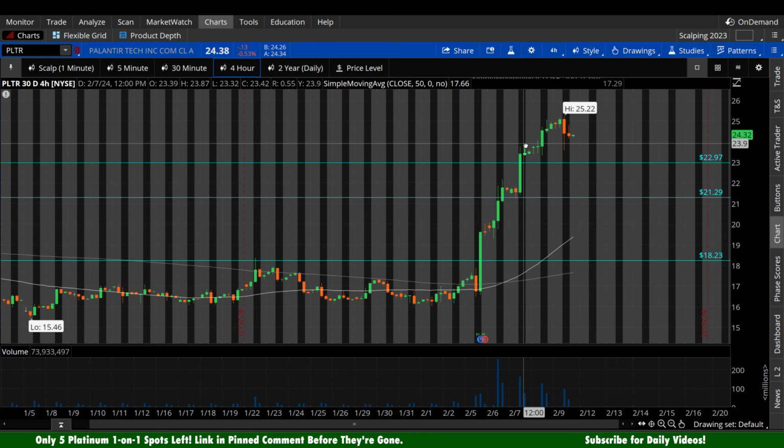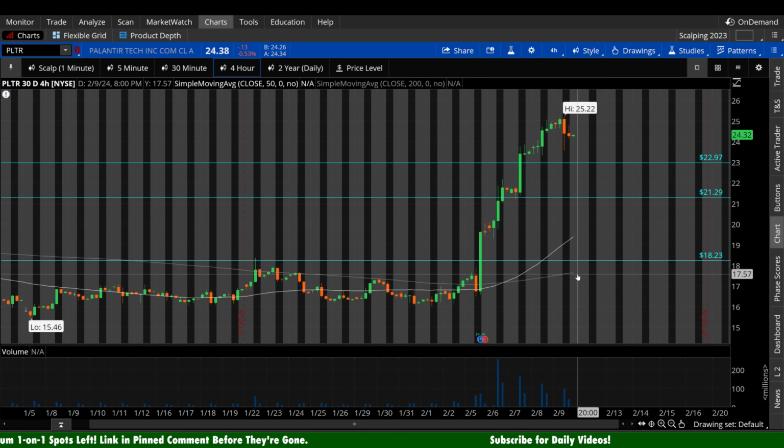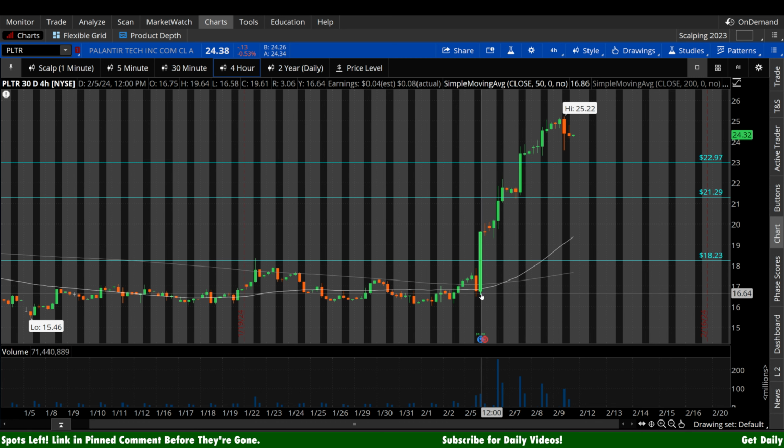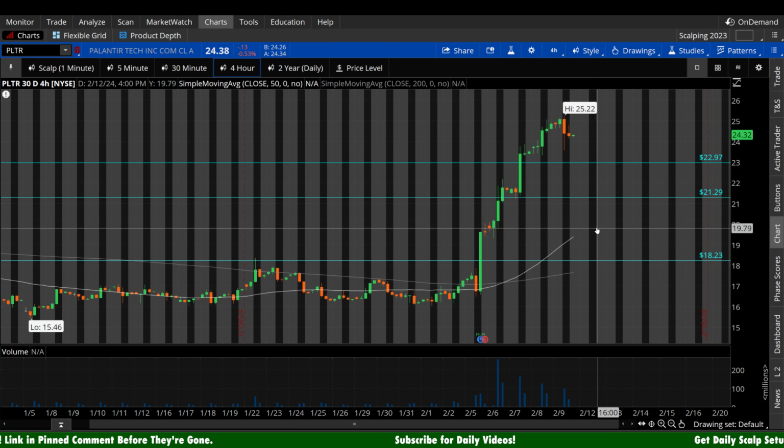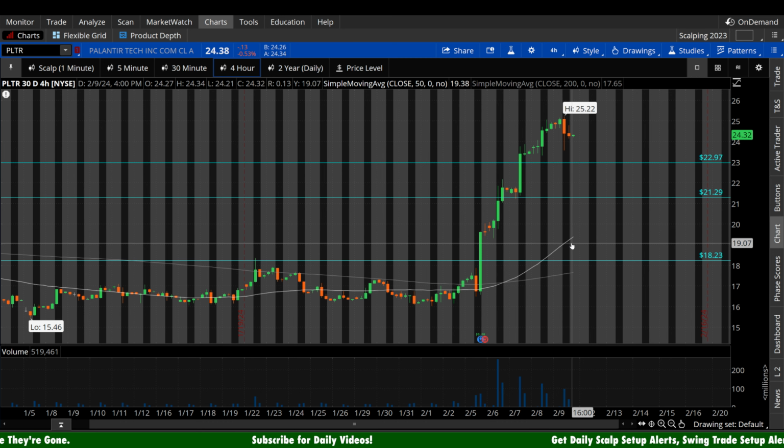Now, let's take a look at the 4-hour. You can see here immediately that both of these, the 50 and the 200, are taking their time. Palantir has been on an absolute tear, so these two are not going to be immediately caught up. The longer time frame you go, the more delayed these indicators are going to be.